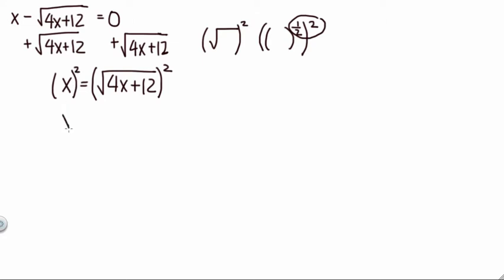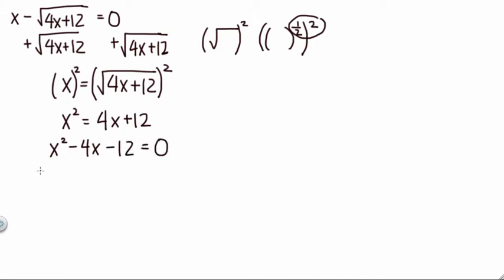So we get x squared. When we square a square root, we just get whatever is the radicand. And now we can solve, right? So we have x squared, and it doesn't matter if you take these over or if you take x squared over, but I'm going to subtract 4x and subtract 12, so I'm left with 0.